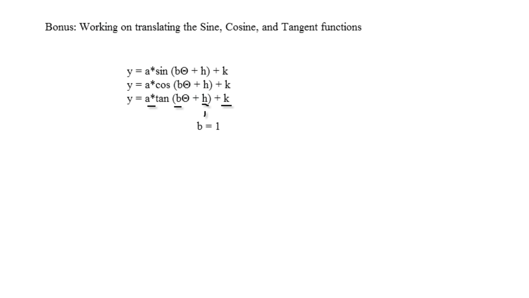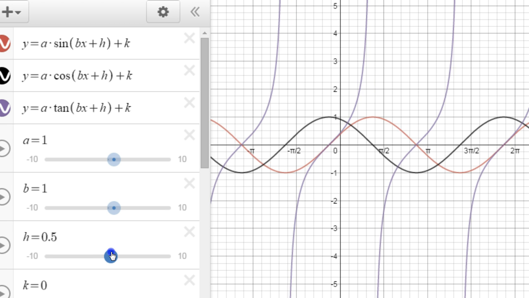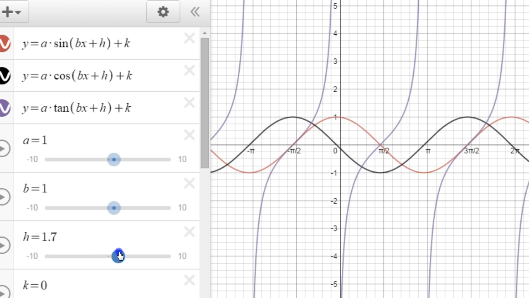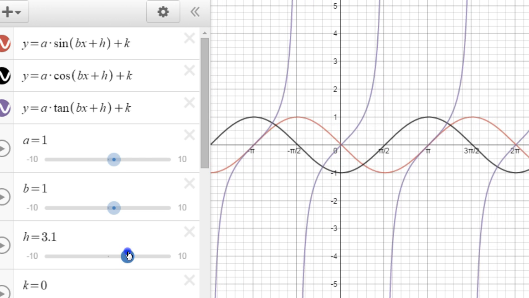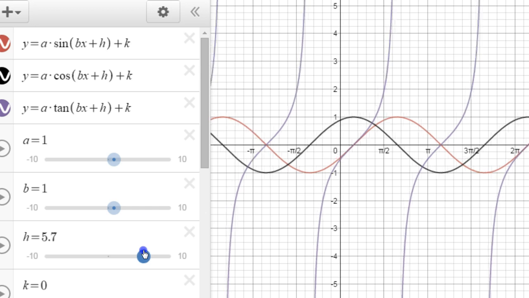So let's go to Desmos. During this one I've turned on all three graphs so you can see them all at once. I'm going to leave b at 1, and I'm just going to move around h. If you notice, the unique thing is as I make h bigger, it gives the illusion that my graphs are moving to the left. This is what we call a phase shift.